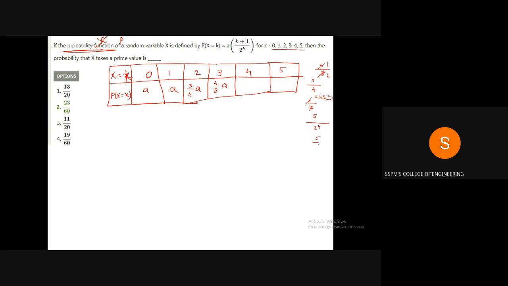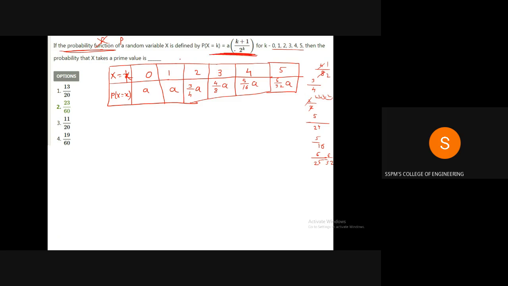5 divided by 16a. Now for value 5, 5 plus 1 is 6, and 2 raised to 5 is 32. So we have 6 divided by 32a. So this is the probability distribution of this random variable.